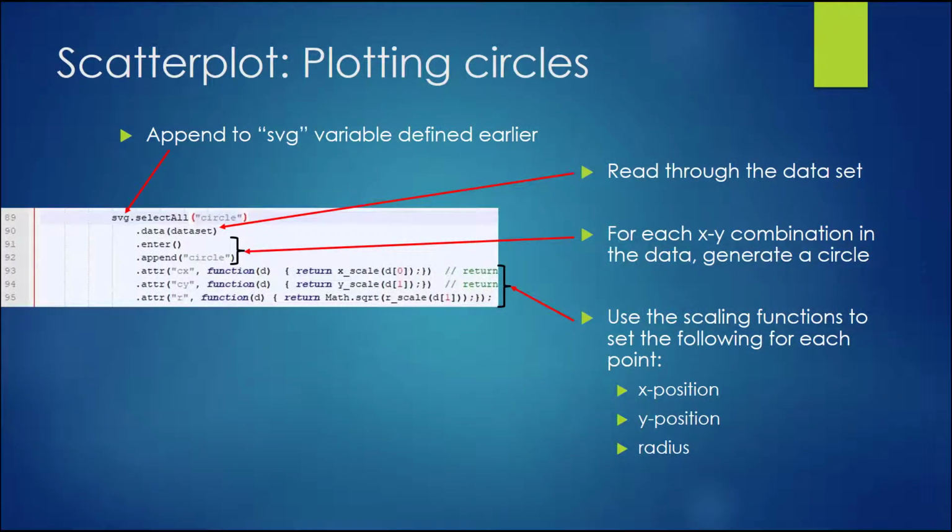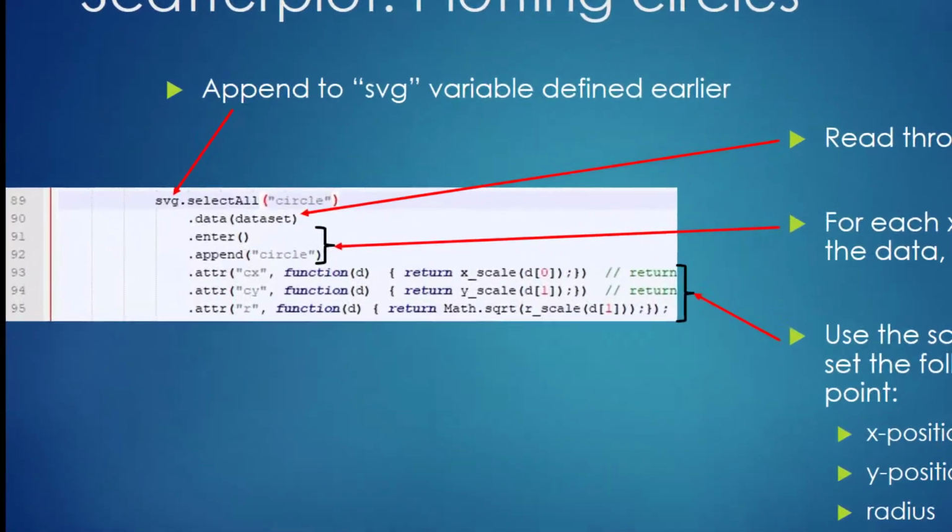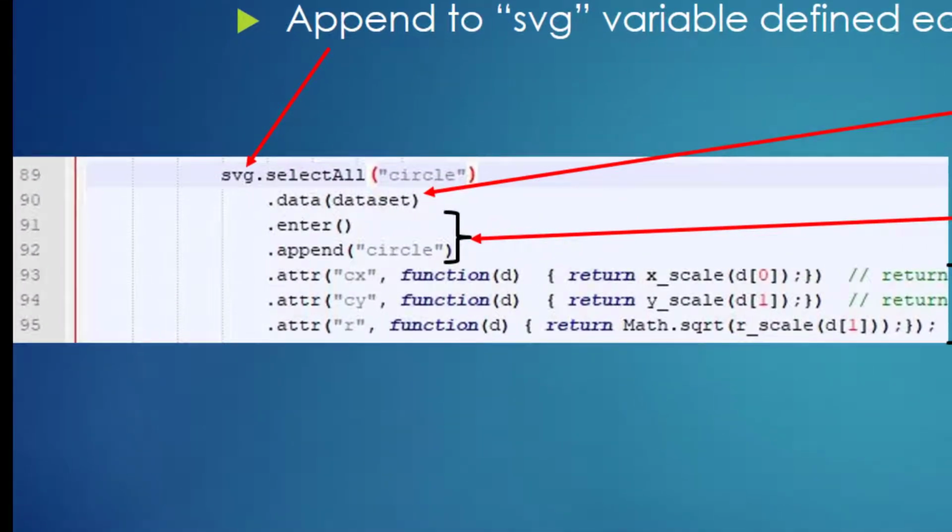We now get to work plotting the points. This block of code may look somewhat familiar from our earlier examples. However, we are now selecting and appending circles instead of paragraphs. Also, since we are now positioning our elements, that is the circles, our block of code now includes terms for indicating the horizontal and vertical positions of each circle, as well as its radius. These terms incorporate the scaling functions shown in the previous slide.